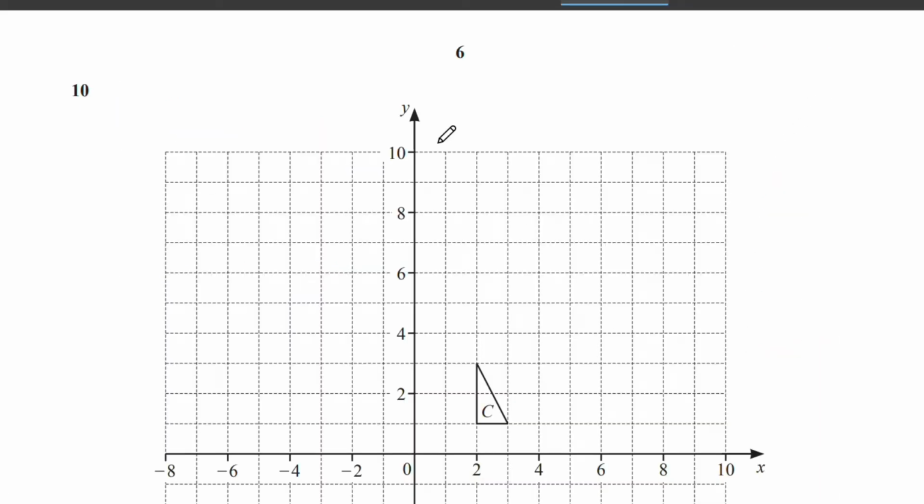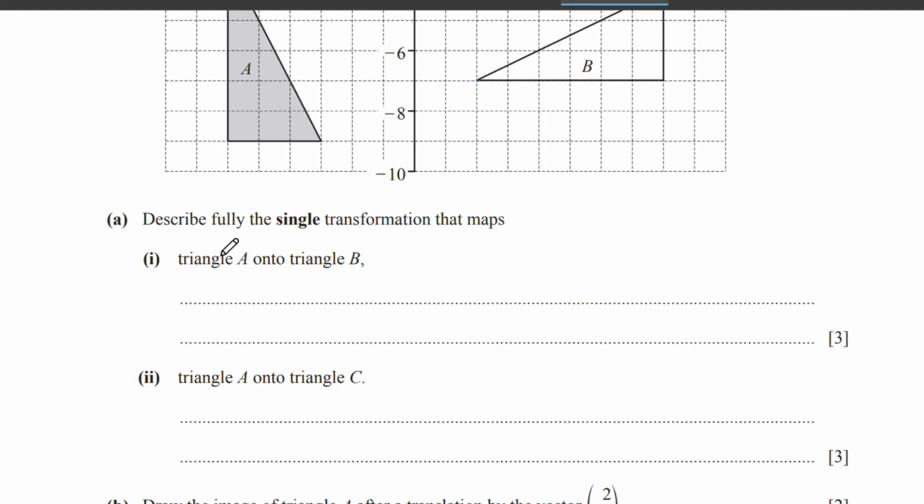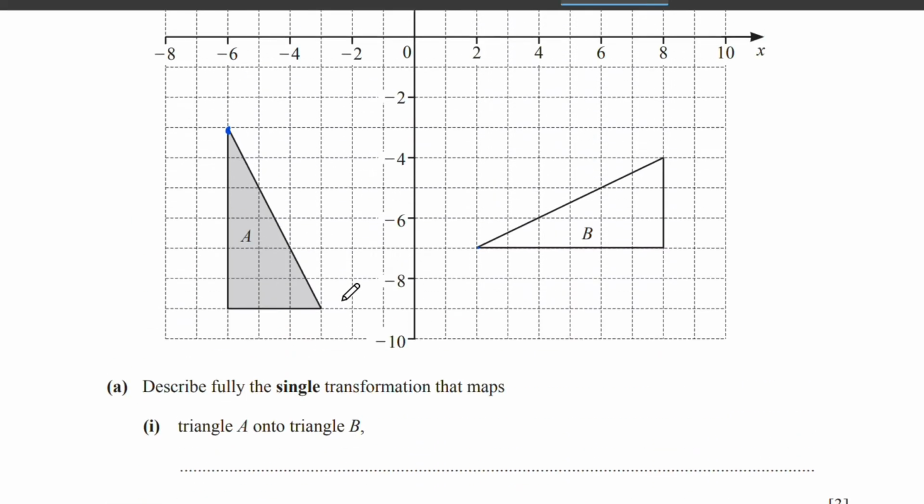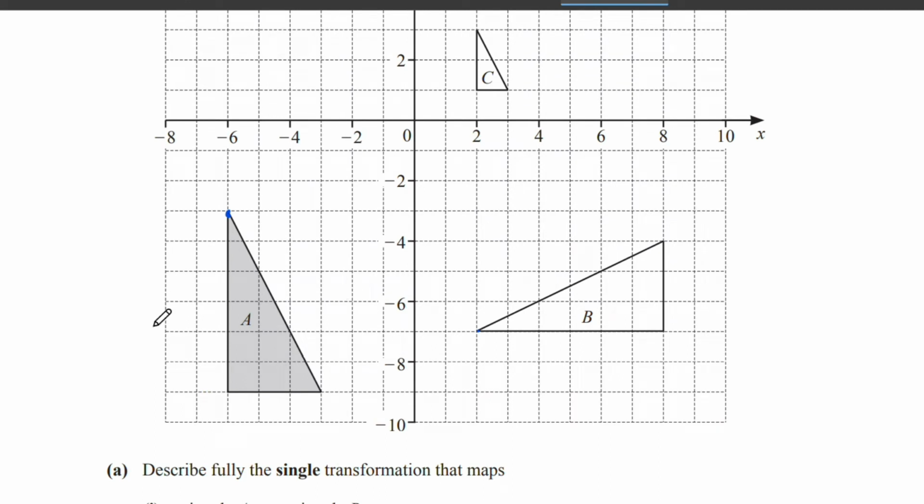Now the next question. Describe fully the single transformation that maps triangle A onto triangle B. For this, we have to find the point of rotation and the angle by which it is rotated. So we join the two corresponding endpoints, these two lines.